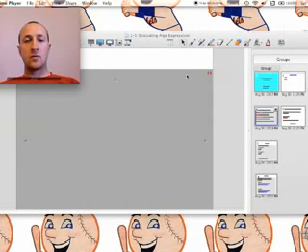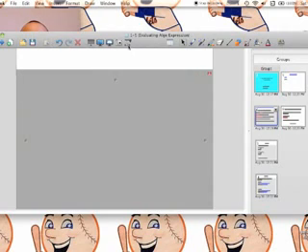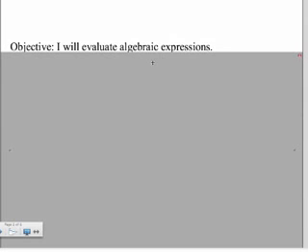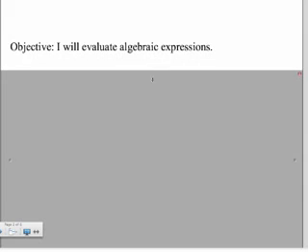For today's lesson, we are going to find out how to evaluate algebraic expressions. Now, this is pretty easy to do, so let's go ahead and get started here. Let's start off with some vocabulary, objective, and a standard. Our objective for today is to evaluate algebraic expressions.